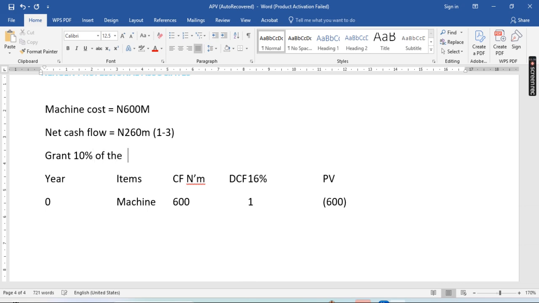10% of the machine, they give you grants. It will be an income to you, right? 10% of the machine cost. So 10% times 600 million. What do you have? 60M. You can see that will be the grant, right?